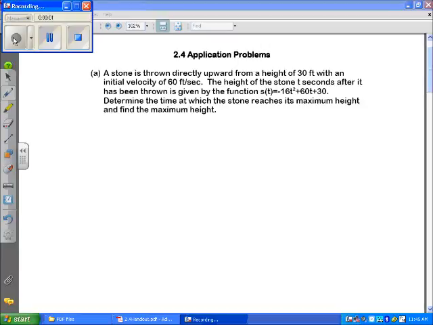I work on the application problems. In this video, we're going to do part A from 2.4. So let's take a look at this particular example here.